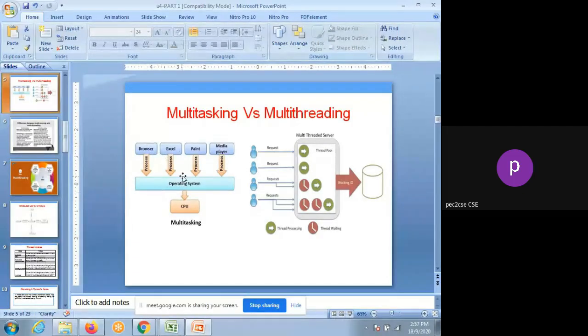So browser is one process, Excel is one process, Paint is one process. So you will be studying how the operating system works. The operating system handles processes, and sometimes it handles multi-threading also. So you will study more about processes, and you will study about multi-threading also.